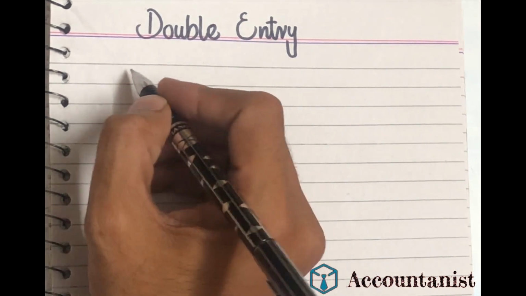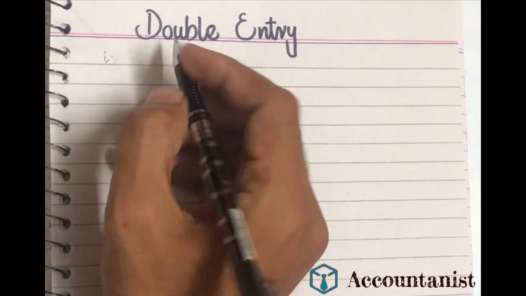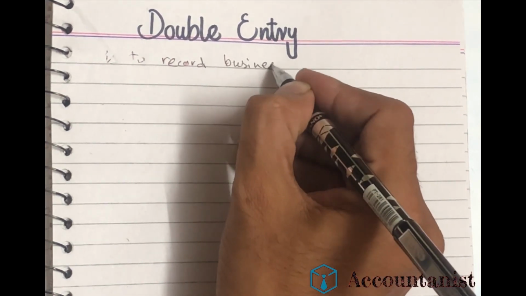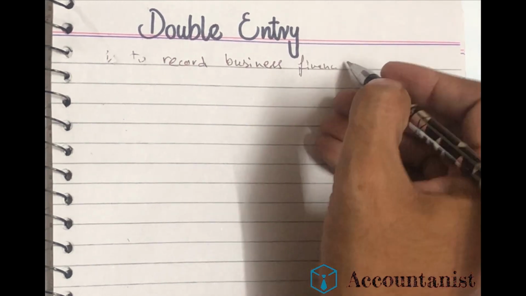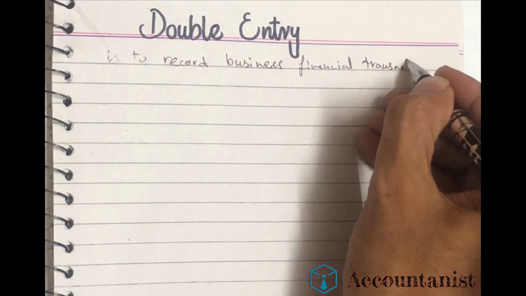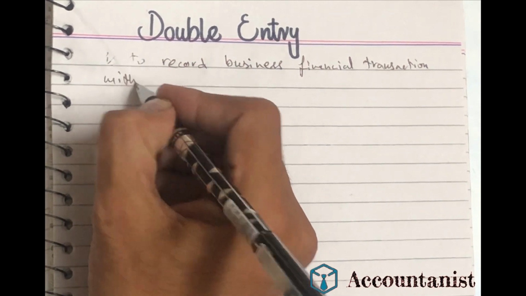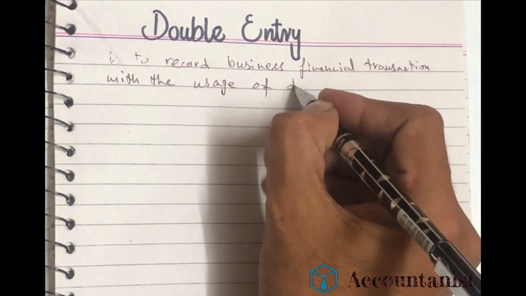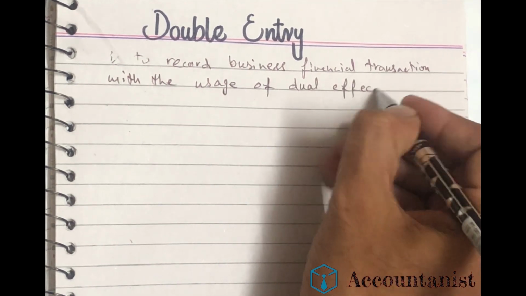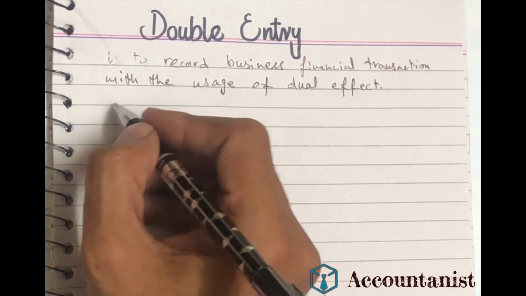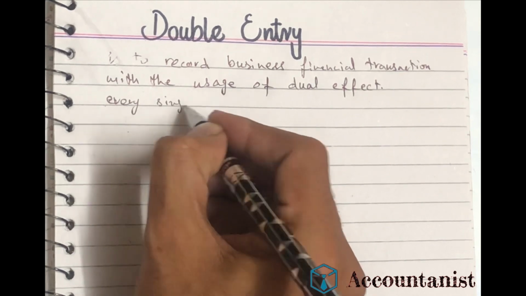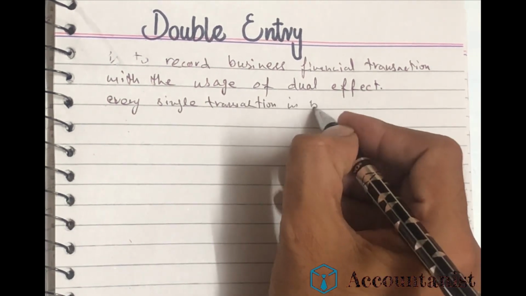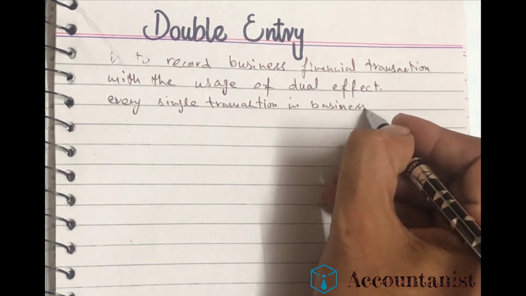So let's start. The double entry is to record business financial transactions with the usage of dual effect, which means that every single transaction in business has two effects.